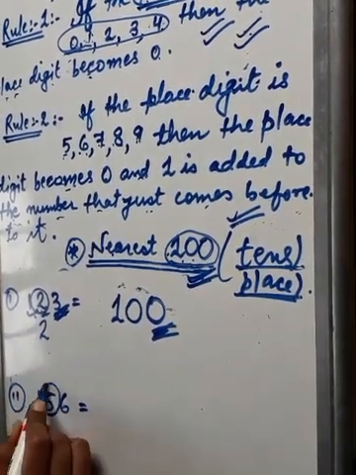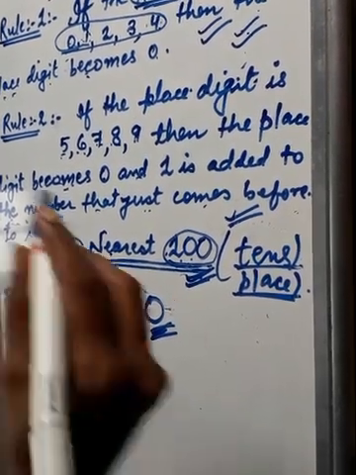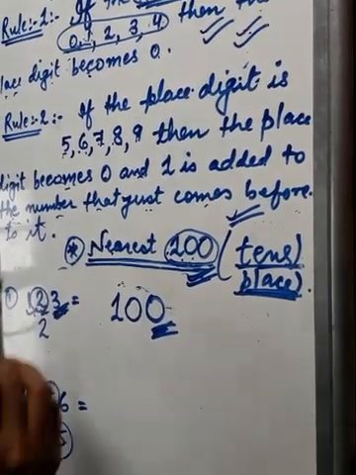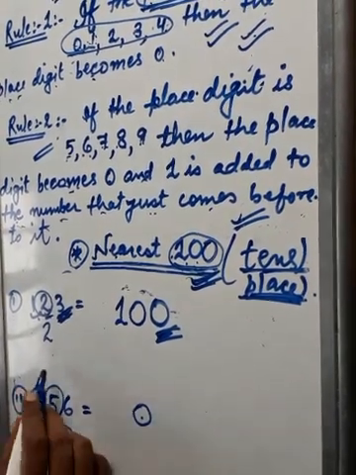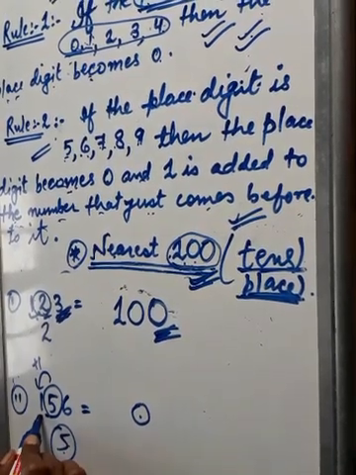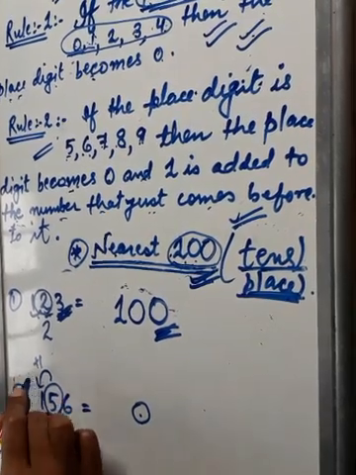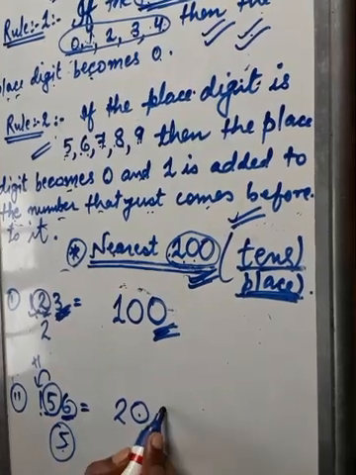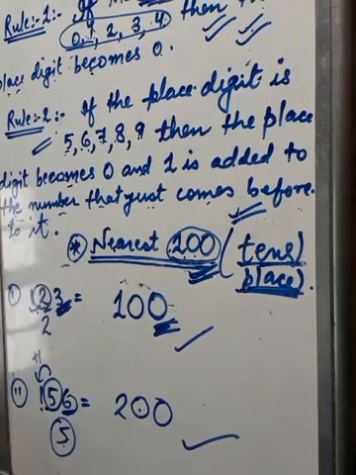So again we are following 5. So here is 5, the tens place digit. For nearest 100 we have to see the tens place digit. So we are following rule 2. Rule 2 says that the digit becomes 0 and 1 is added to the number that just comes before. So the number that just comes before 5 is 1. So after adding 1 it becomes 2, and the number that just comes after it, that is 6, also becomes 0. So 220 is the nearest 100.